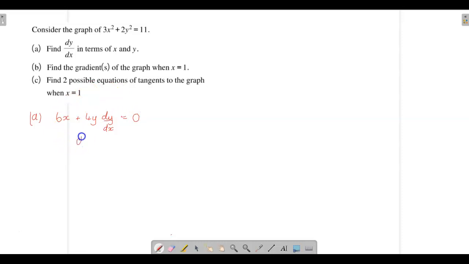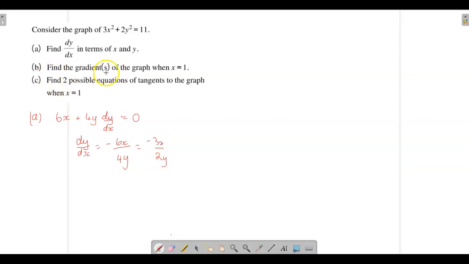So now I'm going to rearrange this and make it dy by dx, and that equals, take away 6x from both sides, divide both sides by 4y, and let's just simplify that. That becomes -3x divided by 2y. So nice and straightforward so far.